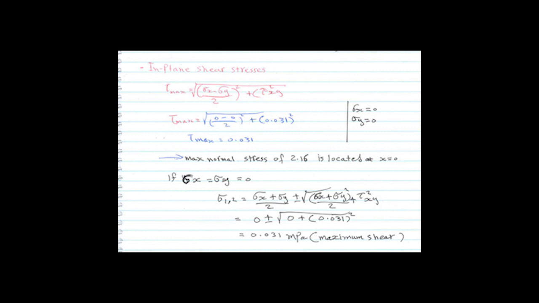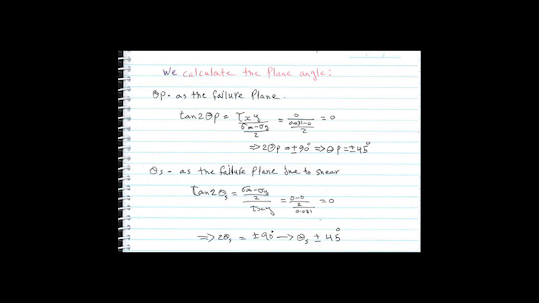And if sigma x and sigma y equal 0, sigma 1 and 2 will equal 0.031, which is the same as the maximum shear stress. After that, I calculated the plane angle. To calculate the plane angle, I had to use the tangent method. With this method, I found theta p and theta s. Theta p will be plus or minus 45 degrees, and theta s will equal plus and minus 45.